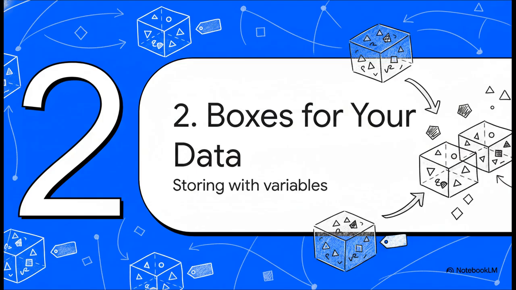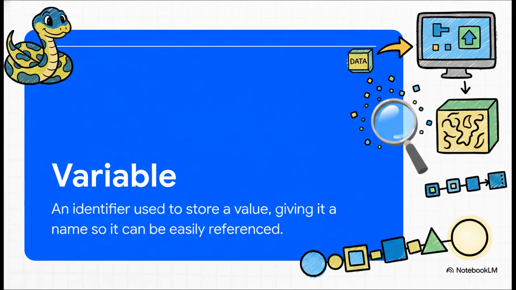Great, so we have our data values. But having all these numbers and words just floating around in space isn't going to help us much. We need a way to store them and label them so we can find them again later. And that's where variables come into the picture. So what even is a variable? Honestly, just think of it as a nickname for your data. Instead of having to remember or retype a piece of information over and over, you can just give it a memorable name and use that name instead.